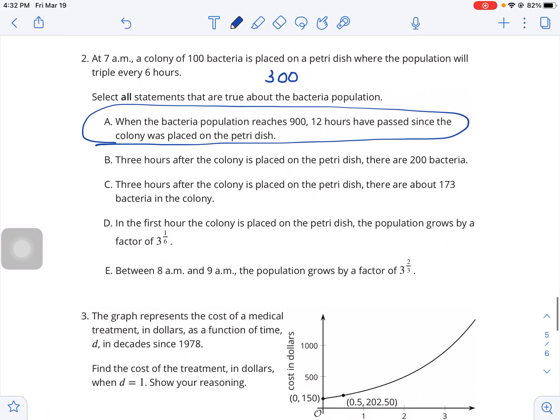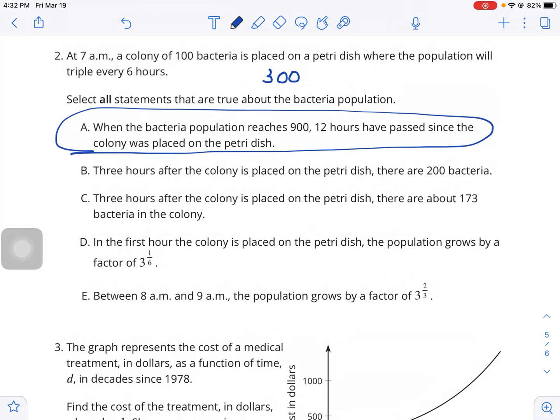Letter B says 3 hours after the colony is placed on the petri dish, there are 200 bacteria. So that would be 100 times 3 to the 1/2. I don't believe that's going to work for us, so that would be an X.